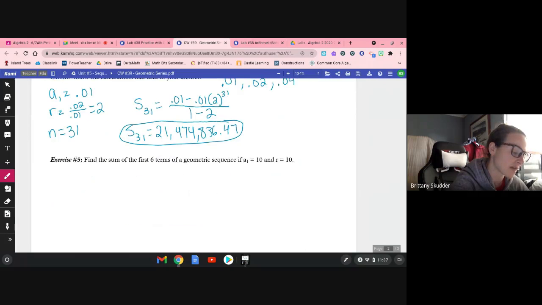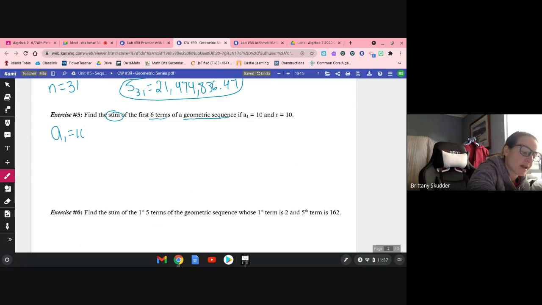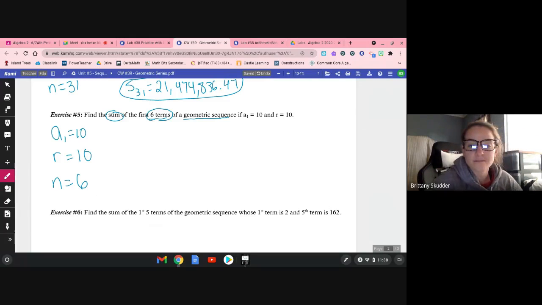All right, exercise 5. Find the sum of the first 6 terms of a geometric sequence if A1 is 10 and R is 5. So if I'm finding the sum, again, I need A1, which is 10. I need R and I need N. So they gave me A1 and R, and they also told me how many terms. We're so lucky. Okay, plug that into the series formula and find out the sum.